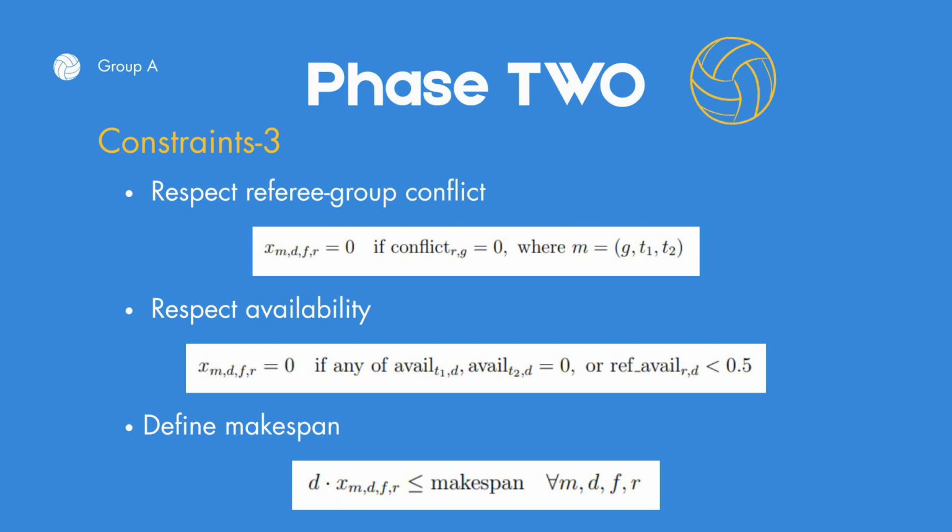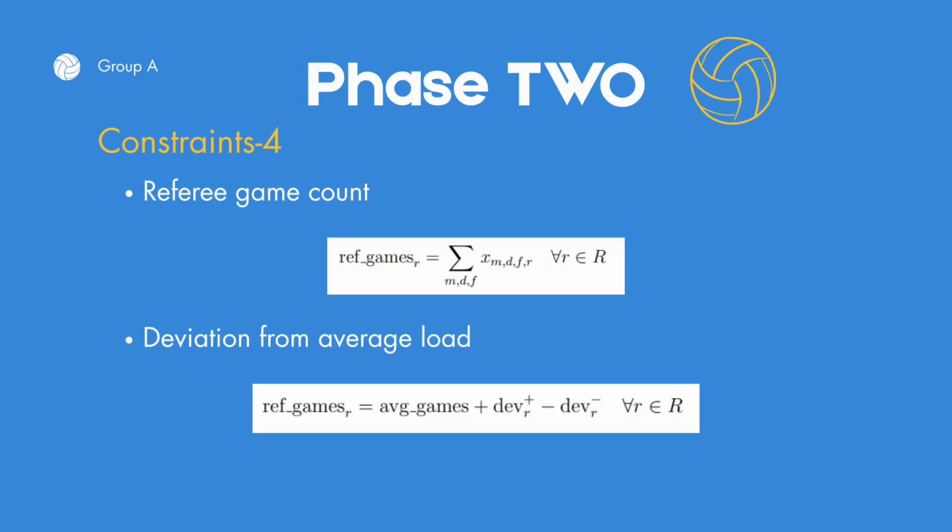The constraint define max span helps us check the max span, which is the last day a match is scheduled. We want to minimize this as part of our objective. We also count how many matches each referee is assigned to in total. This will be used to balance the workload. Finally, we check how far each referee's workload is from the average. This lets us penalize unbalanced workloads in the objective function and encourage fairness.